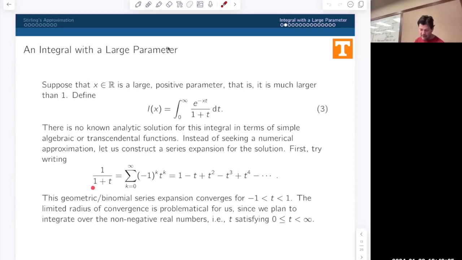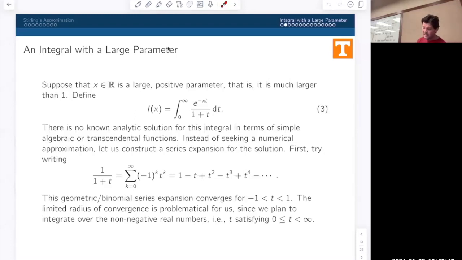We could say, okay, it's not possible that this is going to be a valid expansion for all values of t, but throw that in there and integrate term by term. And you can do that. And that's effectively going to give us exactly the same result as we're going to obtain by exact methods, okay? Being a little bit more careful with our analysis.